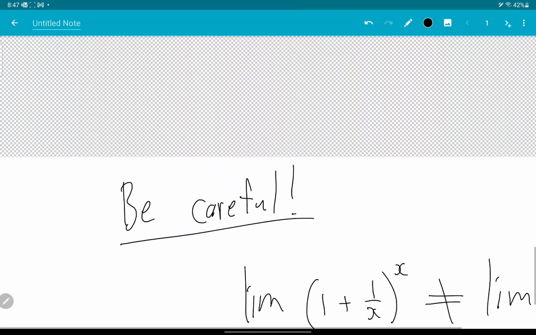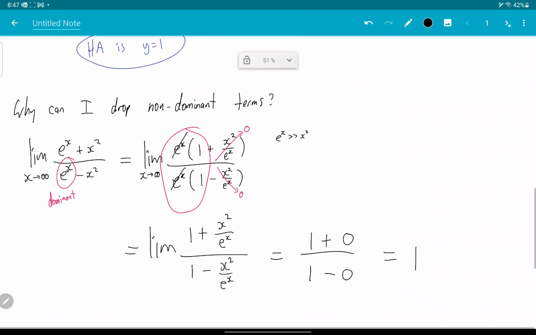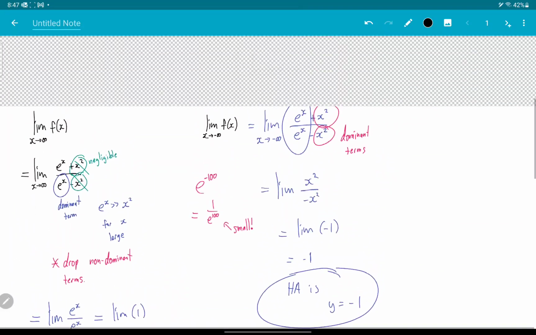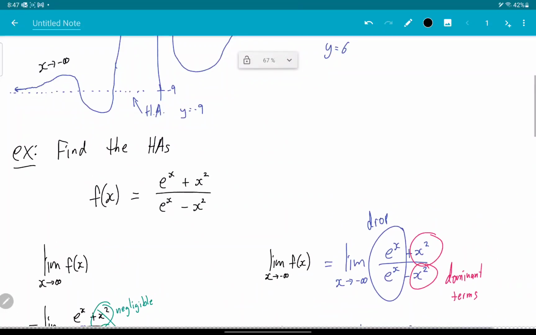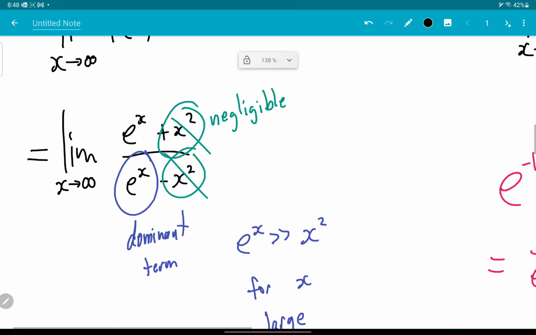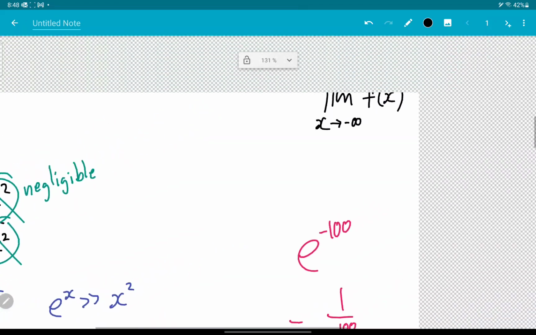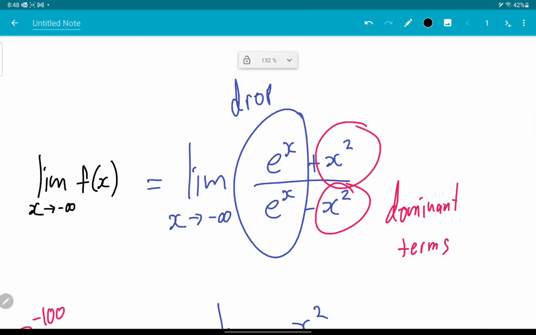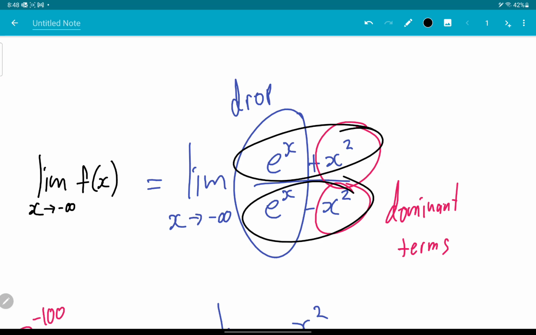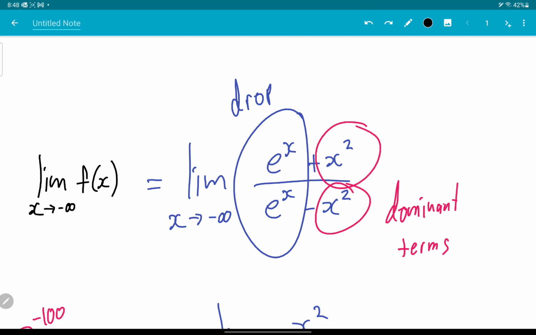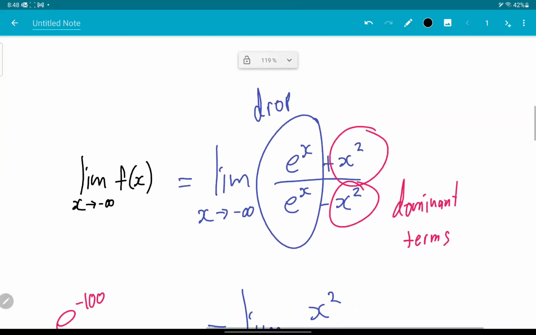But in simple situations, like this one, where x is going to infinity and you have just a sum divided by a sum, you can drop non-dominant terms. Also, when x is going to minus infinity, and you have a sum divided by a sum, or a difference, I will allow you to drop non-dominant terms.